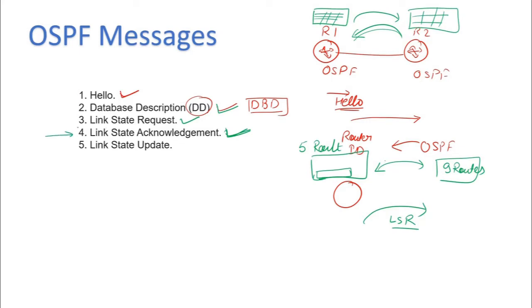If you go to the previous one, we requested the link state request, and then it sends the link state update. It is like a request: you are requesting something and you are getting the reply. So the link state update message is the reply to the link state request message. This is called the LSU, the link state update. So these are the 5 messages that are sent in OSPF. Clear, guys? That's good. Let's move further.